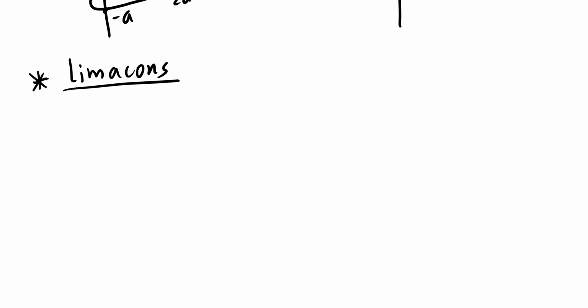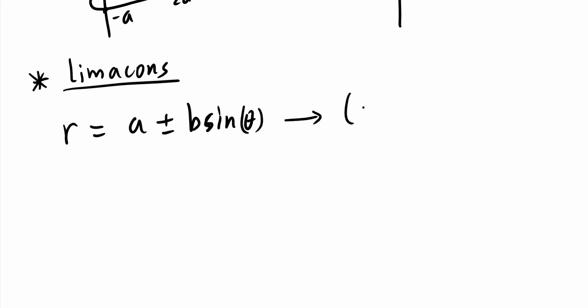Limacons. So how do they look? Almost like a heart, but it's not. Let's look at the first form, A plus or minus B sine theta. See, A is not the same as B. If A is the same as B, then you get the heart. If they are different, you get something called a Limacon, with this restriction.